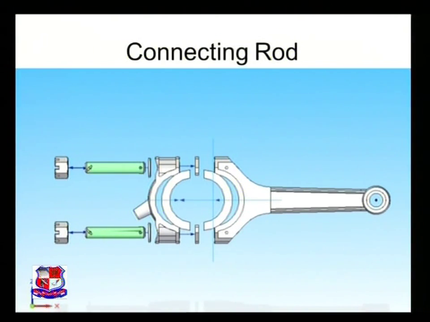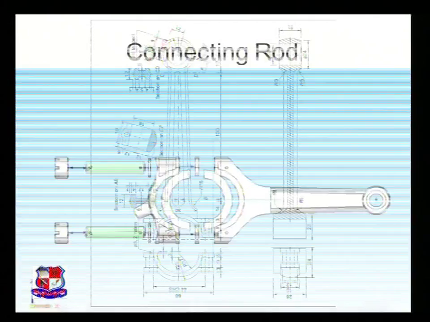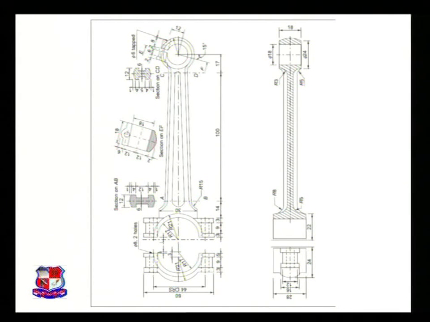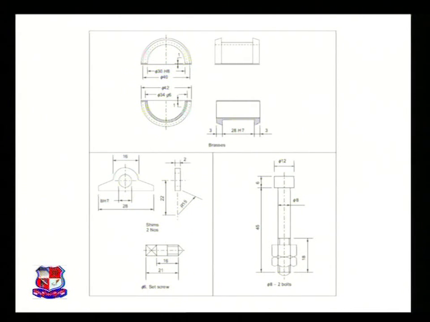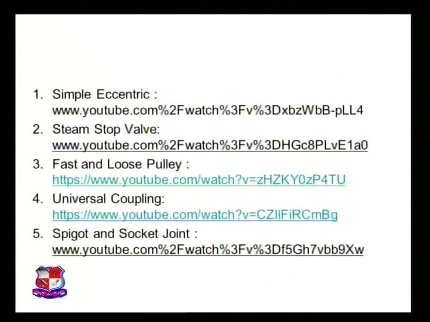This is the assembly of a connecting rod, made up of the small end, big end of the rod, brass bushings, nuts, bolts and small end brass. Detailed drawing of the connecting rod, with more details of the bolts, set screws and brasses of the connecting rod.